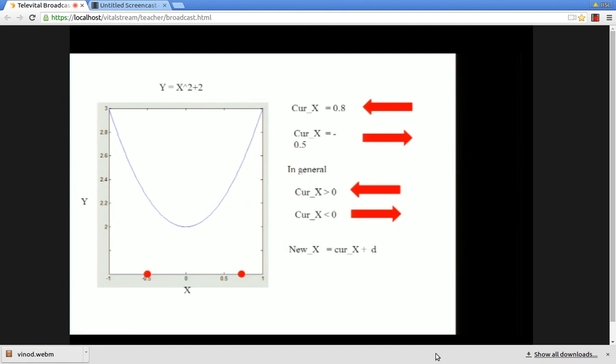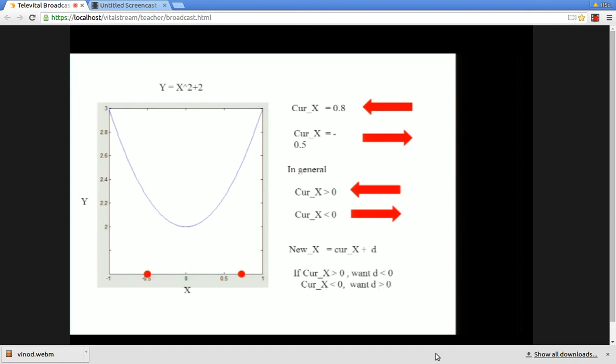And what should this d be? What kind of a value? This d is a number, right? So what kind of number should this be if your current x is greater than 0? It should be a negative number. And if your current x is less than 0, this should be a positive number, right? So that you move closer and closer to 0, depending on which direction you are. So this is what we want.